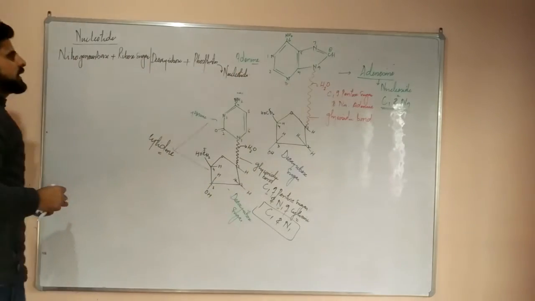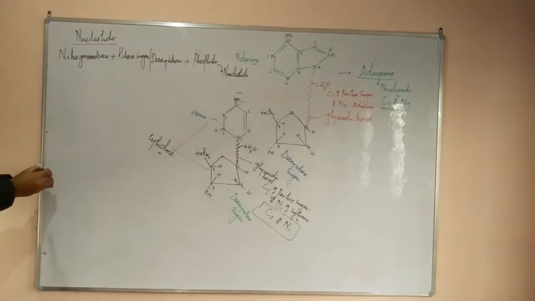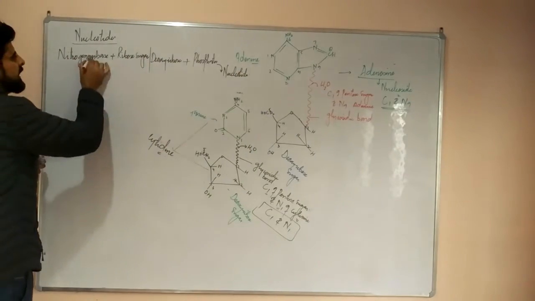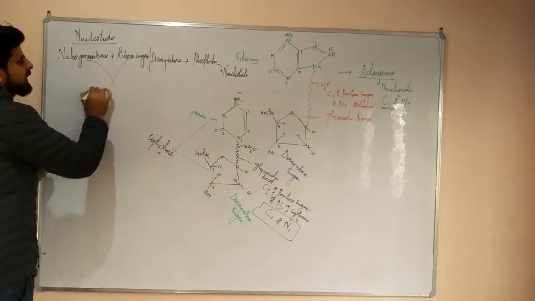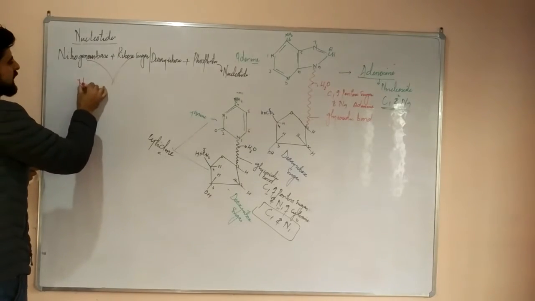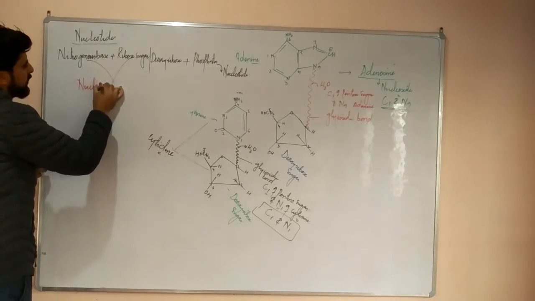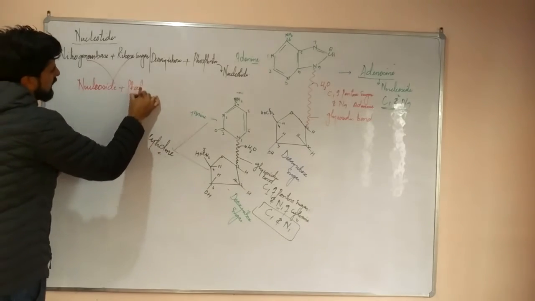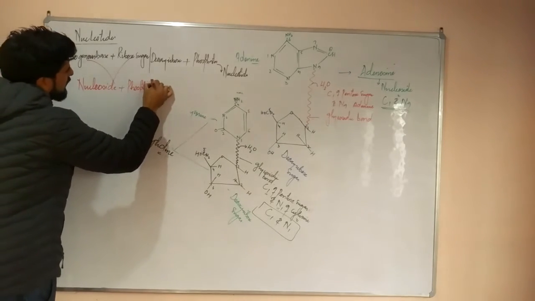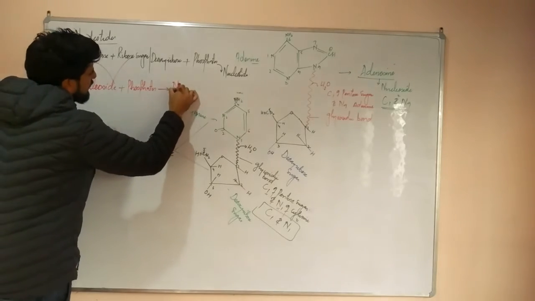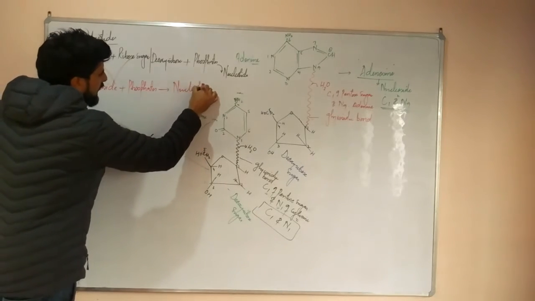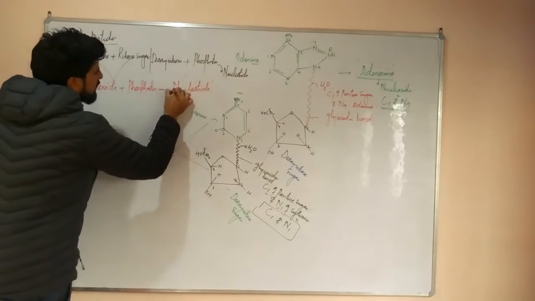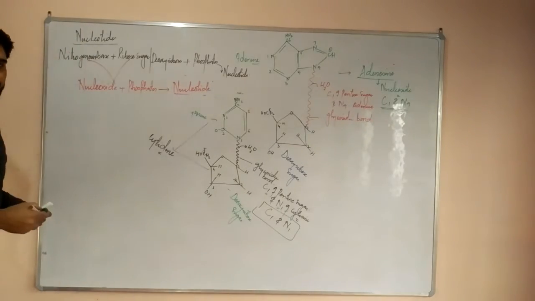Or in simple terminology, if a nitrogenous base combines with a ribose sugar or a deoxyribose sugar, it forms a nucleoside. So nucleoside plus phosphates gives us a nucleotide, which is the structural unit of DNA and RNA.